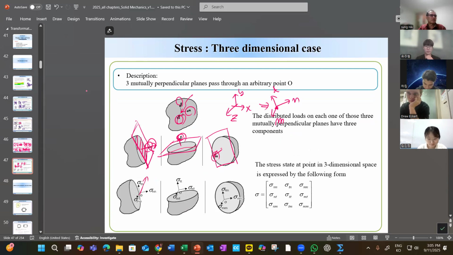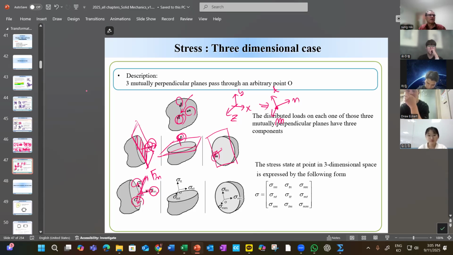another distribution of forces. You can call them Fn. Now this Fn could have 3 components: in the direction of n, the direction of t, and the direction of m. That's why we call the components sigma nn, tn, and mn.